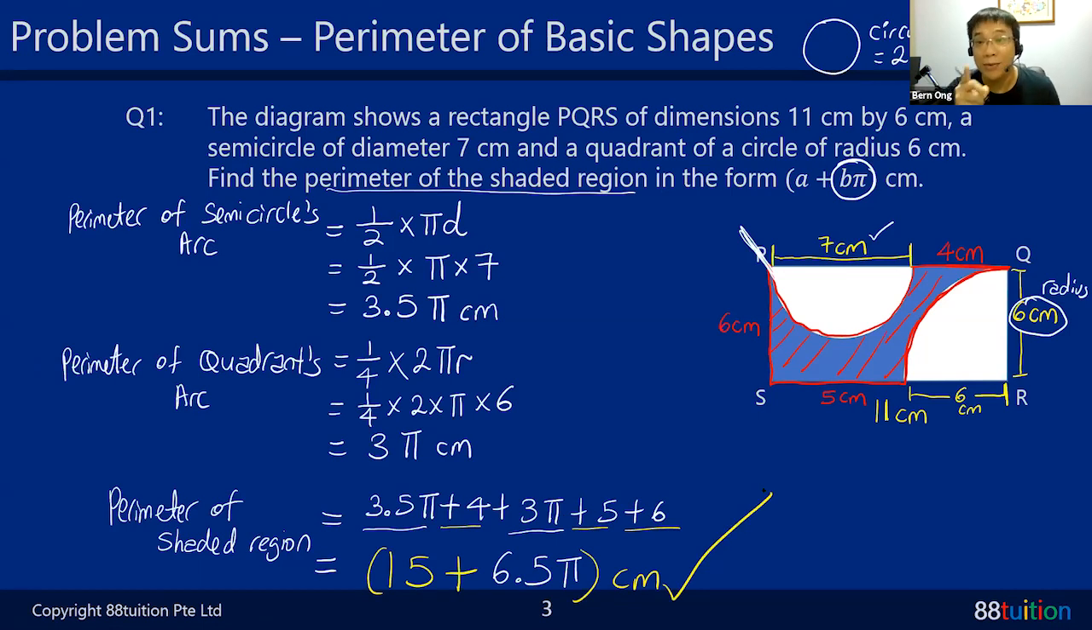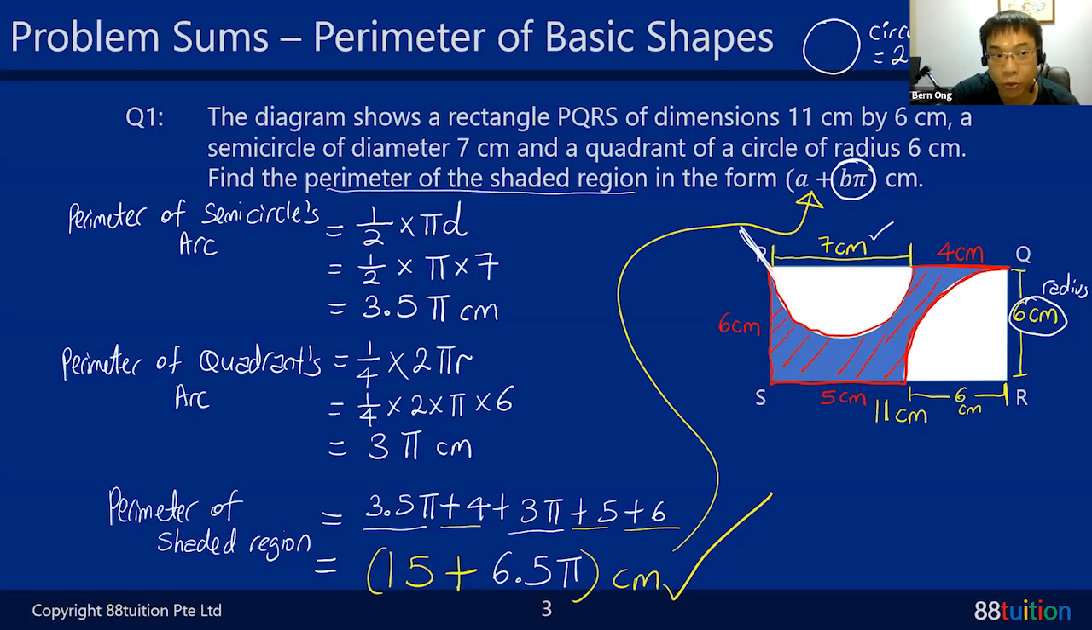Woohoo! Can you see not? It's in terms of the format that they want. They want it in bracket a plus b pi close bracket cm, right? So I'm giving them 15 plus 6.5 pi cm. Give it in the format that they want. Don't have to press your pi. But remember, pi and pi you can put together, number and number you put together. Clear? All right, and that is question 1.